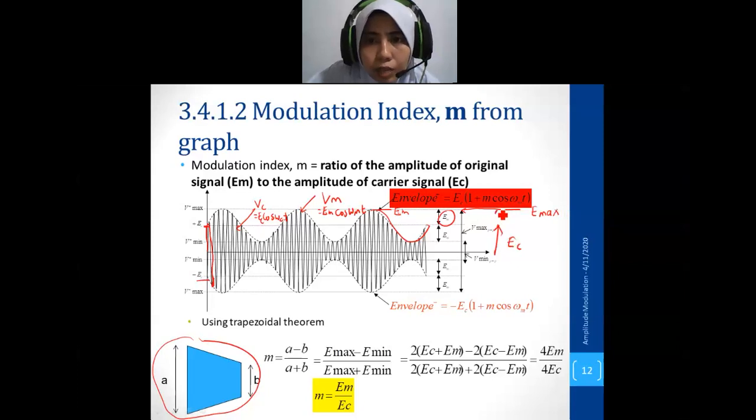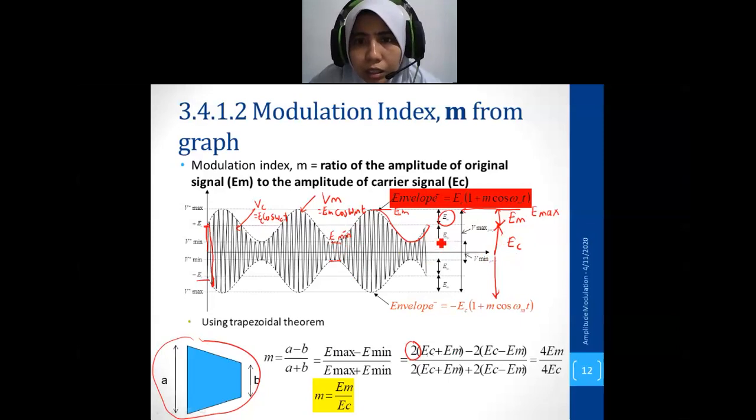So we have another part we need to add. So this is EM. So that's why the Emax is EC plus EM. Two here because we have top and bottom, so same value here. So that's why it's two. And then E min is here. This one is EC and this small part also EM. So until here, we can see that EC minus EM. Okay, and when we add all, we have 4EM over 4EC. So we get M equals EM over EC.